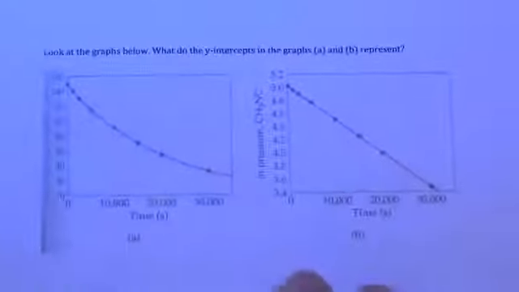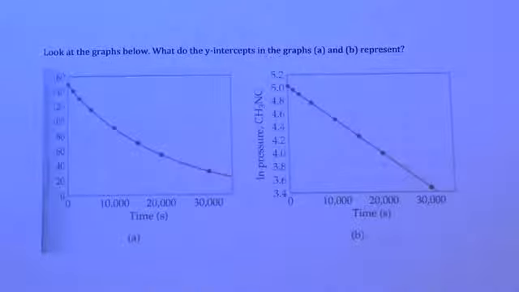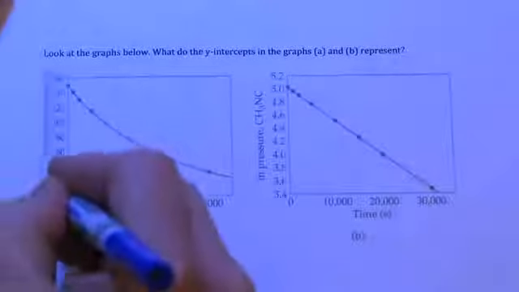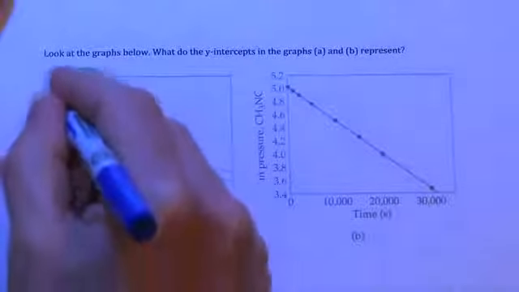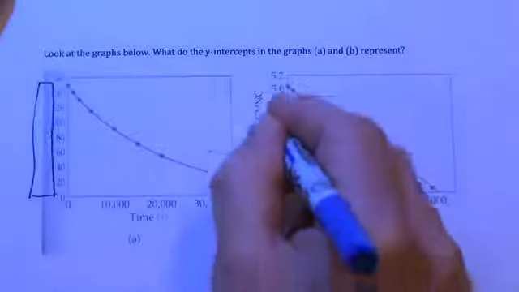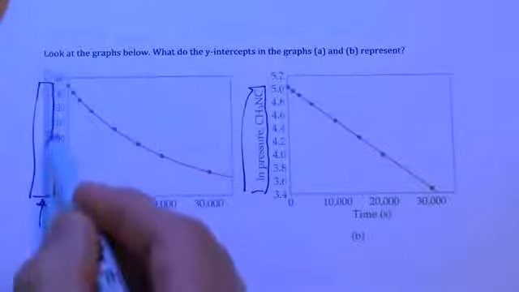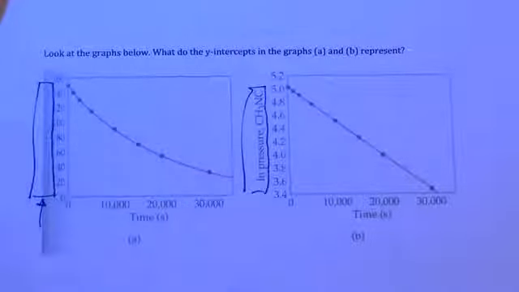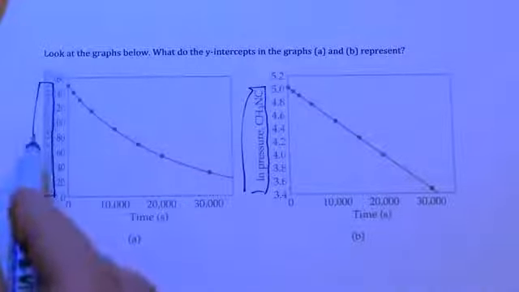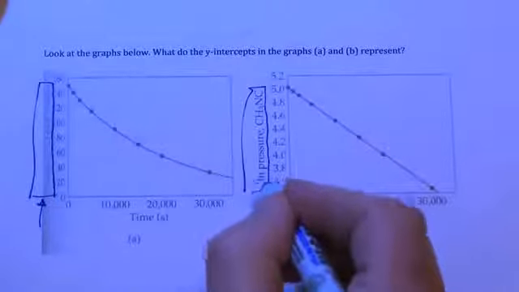Second question, look at the graphs below. What do the y-intercepts of graphs A and B represent? Well, first of all, take a look at the y-axes and see what they're labeled. If you look here, this one's a little harder to read, but it says pressure of the chemical in torr, and this one is ln of the pressure.